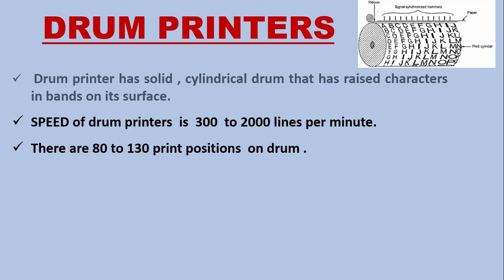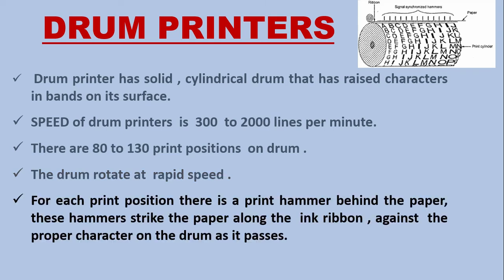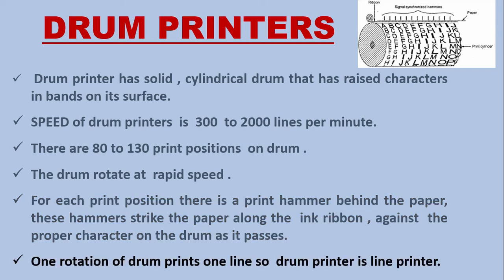The drum rotates at rapid speed. For each print position, there is a print hammer behind the paper. These hammers strike the paper along with the ink ribbon against the character on the drum as it passes. One rotation of the drum prints one line. So a drum printer is a line printer.